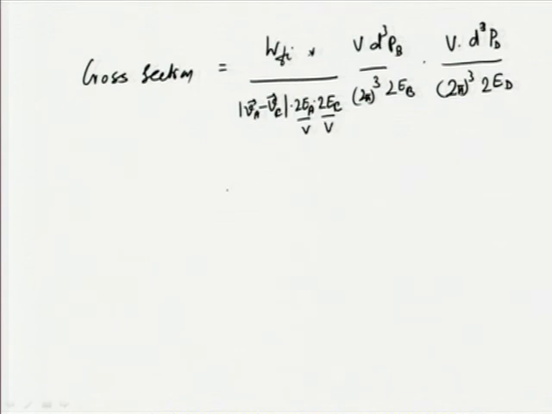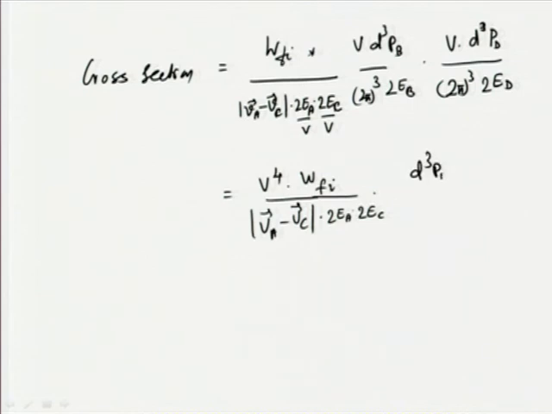So, we have a V power 4 W F I over magnitude of V A minus V C, 2E A 2E C, and the number of phase space V is gone, d3 P B over (2 pi)^3 2E B, d3 P D over (2 pi)^3 2E D.